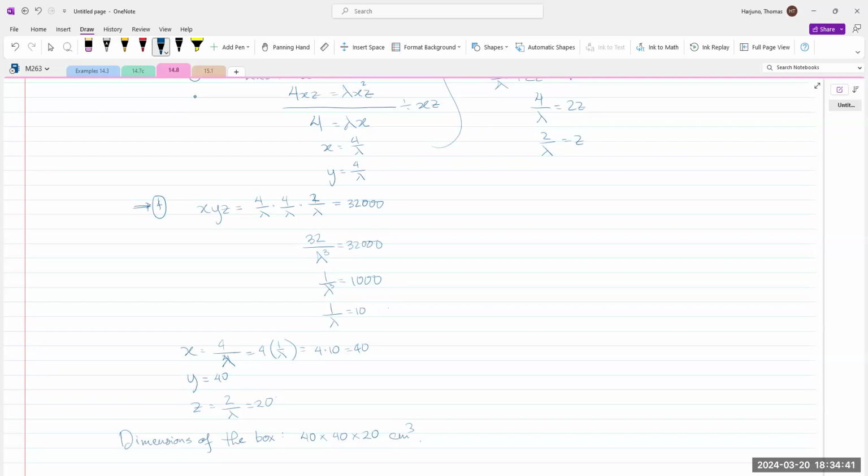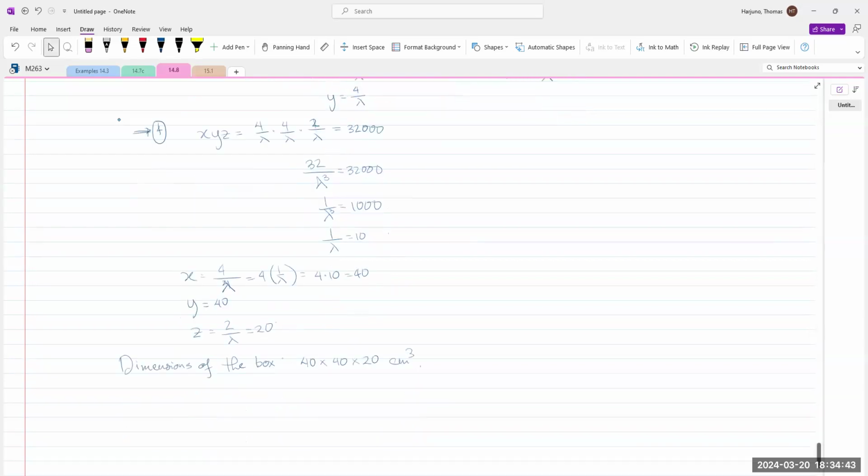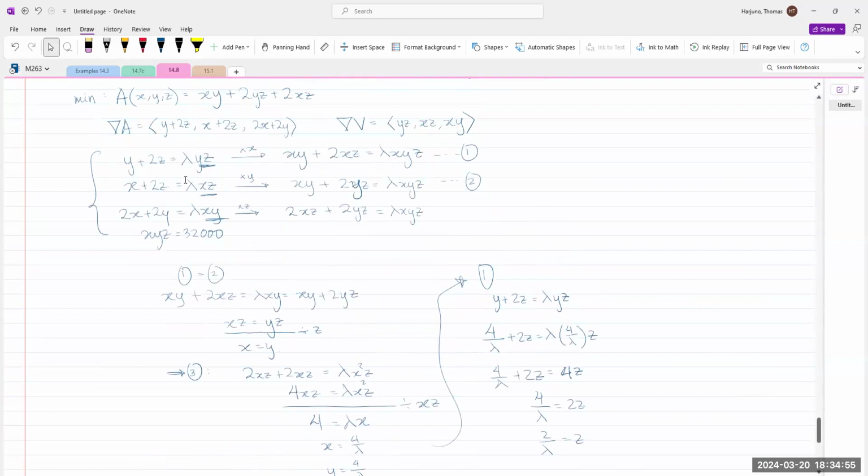In fact, we can compute what the area is. The area will be, with 40, 40, 20, what is the function for area again?